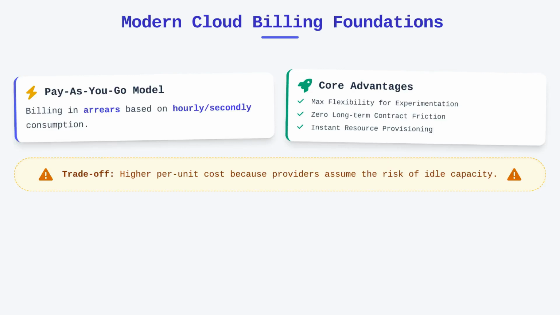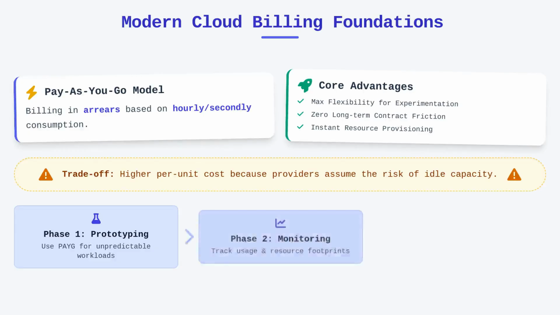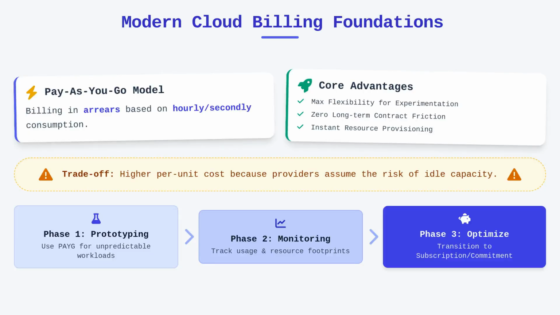For steady-state workloads, rely on pay-as-you-go for initial prototyping while keeping a close eye on your usage metrics. Once a workload demonstrates a predictable resource footprint, transitioning to a more structured subscription or commitment model often yields significant cost optimizations.